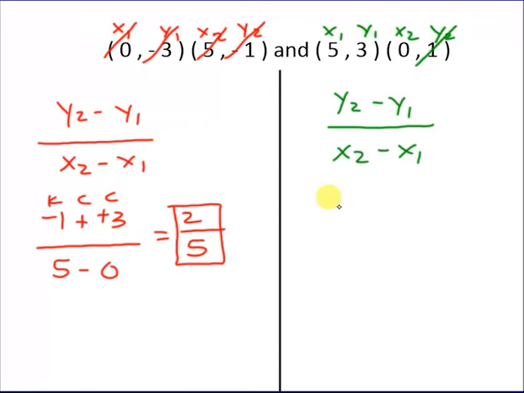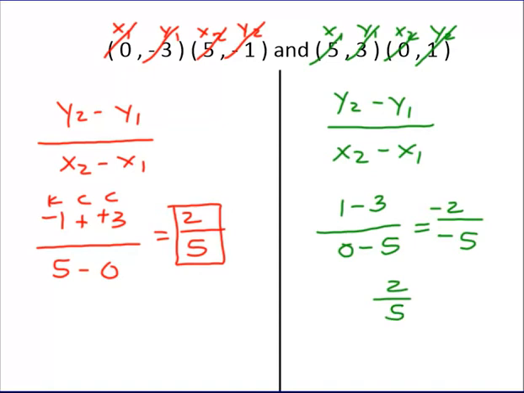So we have 1 minus 3 over 0 minus 5. So 1 minus 3 is 2. 0 minus 5 is, oh sorry, that's -2. And 0 minus 5 is -5. So negative divided by a negative is a positive 2 over 5.